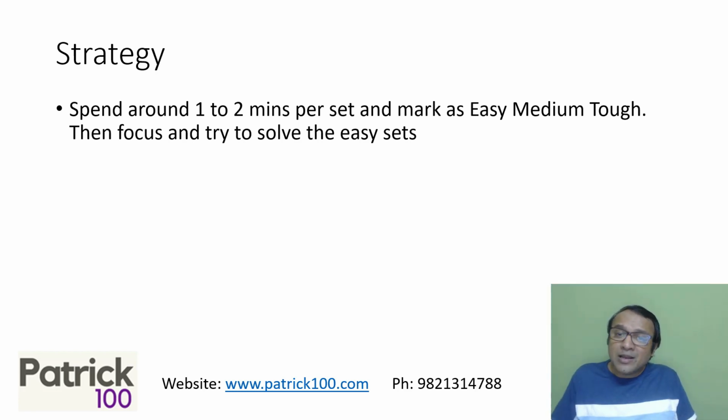You can go back and pick up the easy sets. So say you pick up three easy sets, and from that, even if you're able to solve two completely correct, you'll still get 80 percentile. So that is one strategy to be followed: you go to all the sets, mark them as easy, medium, tough, and go back and solve the easy sets. And maybe if you have time, then the medium sets.